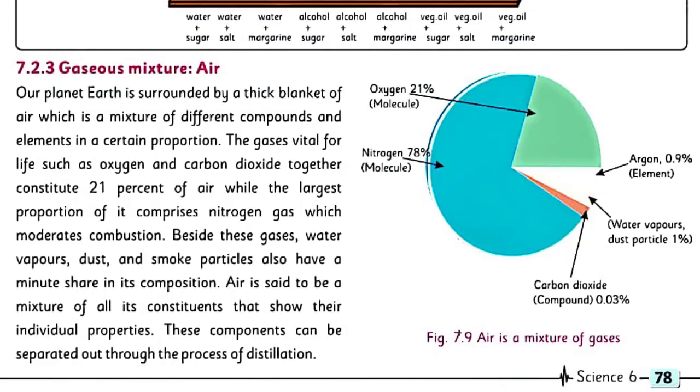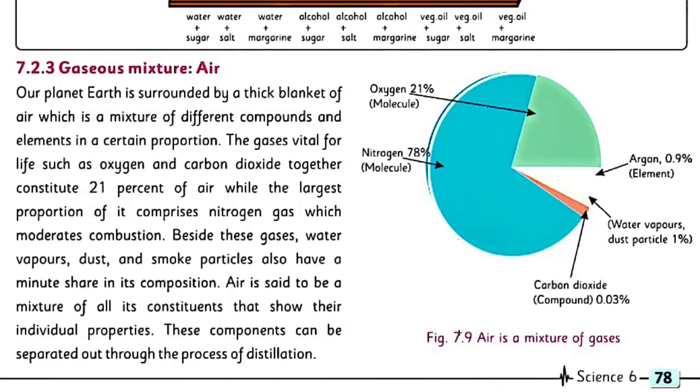7.2.3 Gaseous mixture, air. Our planet Earth is surrounded by a thick blanket of air, which is a mixture of different compounds and elements in a certain proportion. The gases vital for life, such as oxygen and carbon dioxide, together constitute 21% of air, while the largest proportion of it comprises nitrogen gas, which moderates combustion.